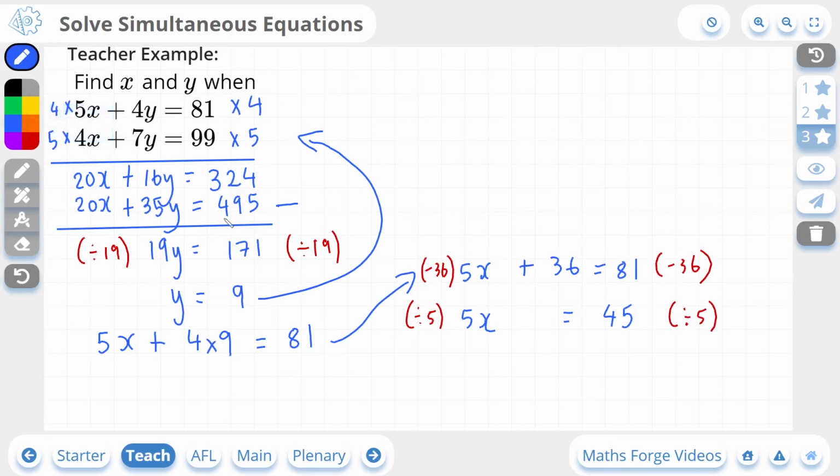This is now going to give us x is equal to 45 divided by 5, which is 9. So our two solutions are going to be y is equal to 9 and x is equal to 9. And if we check our answer, there it is. And that's it for the lesson on solving simultaneous equations using the method of elimination.